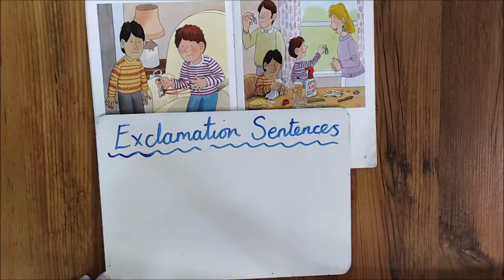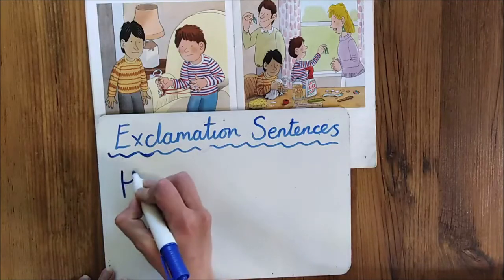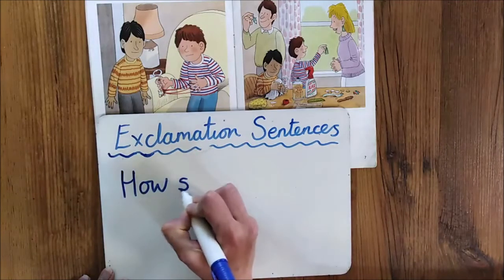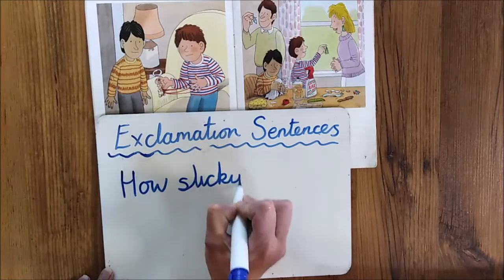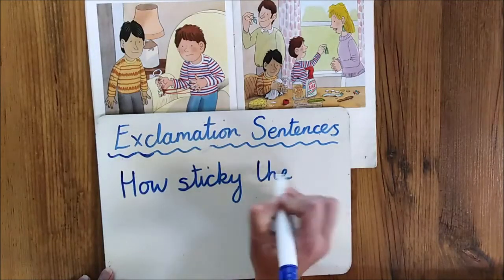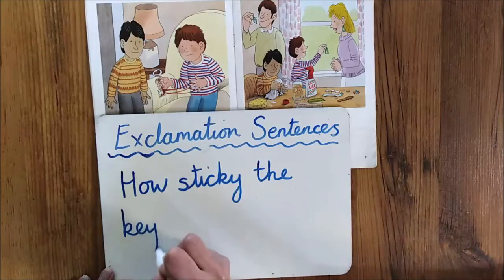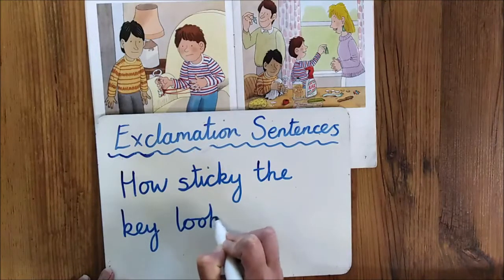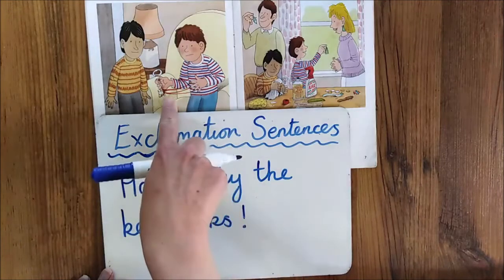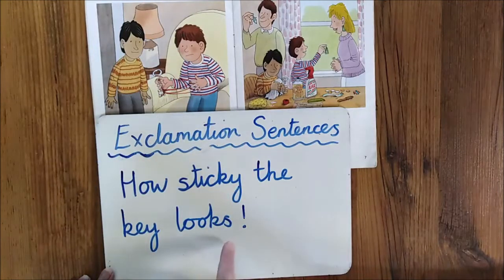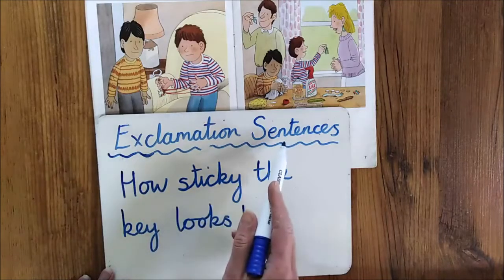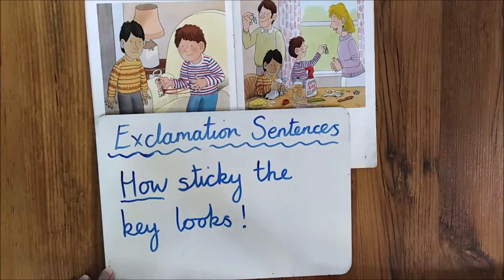I'm going to write another exclamation sentence, and this time I am going to start with how. How sticky the key looks. There's the key, it's very sticky. How sticky the key looks. So I know it's an exclamation sentence because it starts with how, it ends in an exclamation mark, it's got a verb, looks, and I can't answer it. It's not a question.